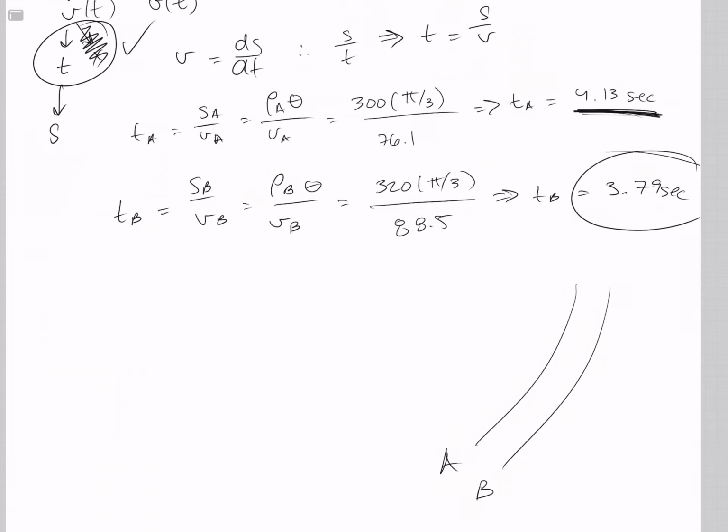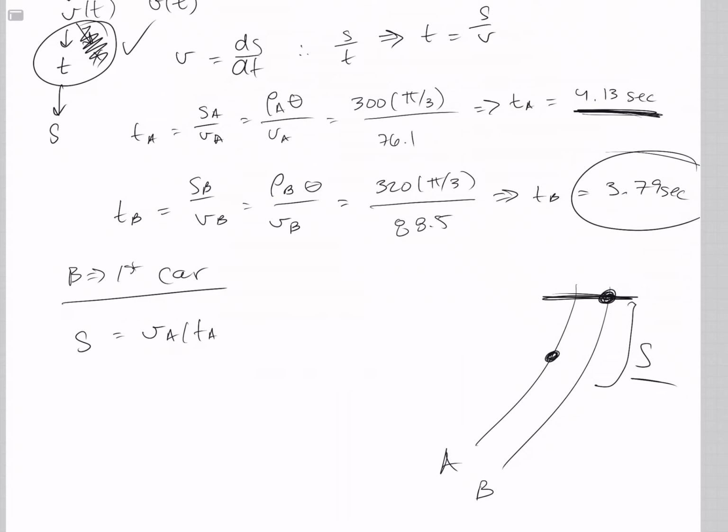So now we've solved for time. Let's look at position and see how far the cars are from each other. If this is the track of car A and this is the track of car B, at the finish line here, car B is going to be at the finish line while car A is behind. This distance is the arc length that we're solving for. We only have to use one equation, we don't have to do it two times like we've done previously, because now we know which car is ahead. B is the first car.